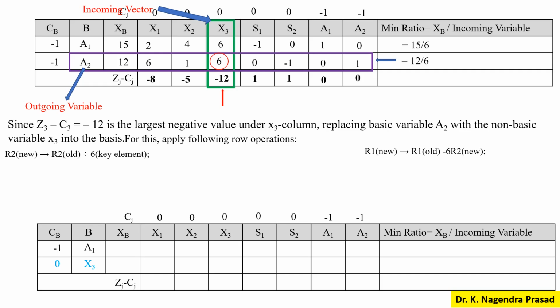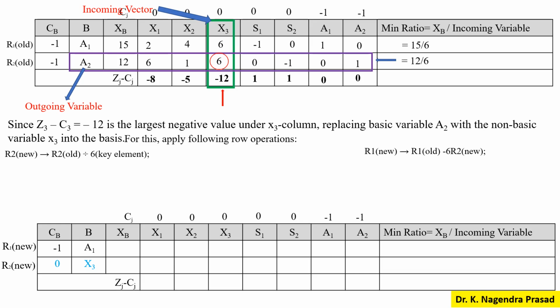First one is R2 new equal to R2 old divided by key element. Here the key element is 6, and another row operation is R1 new equal to R1 old minus 6 R2 new. Here R1 old and R2 old are the row 1 and row 2 of the old simplex table, and R1 new and R2 new are the row 1 and row 2 of the new simplex table.